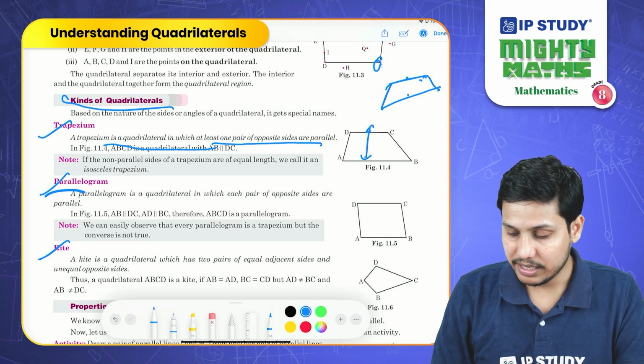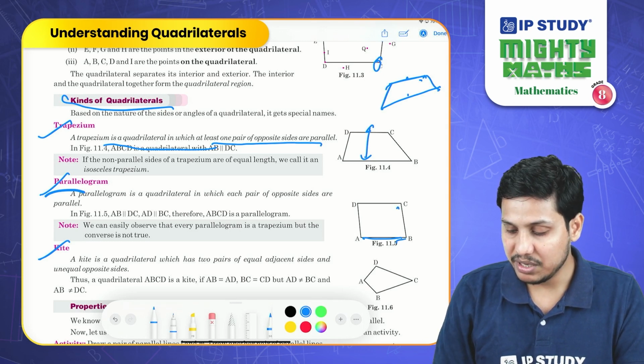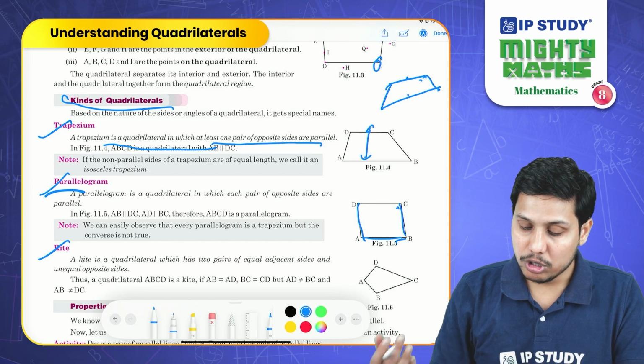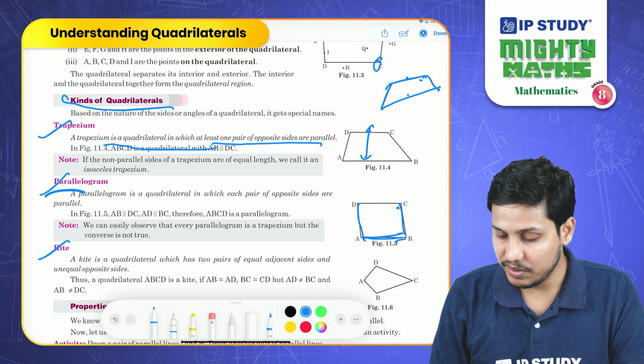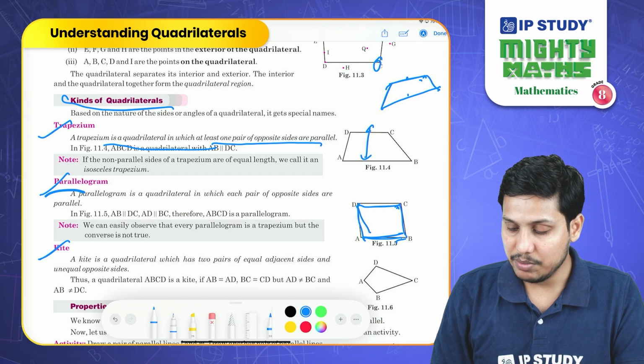Parallelogram: both pairs of opposite sides are parallel. For example, here CD will be parallel to AB and BC will be parallel to AD. Also, they are equal in length. That is, opposite sides are equal in length. That is, AB will be equal to CD and AD will be equal to BC.